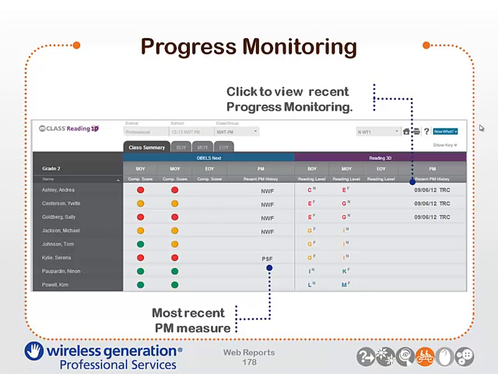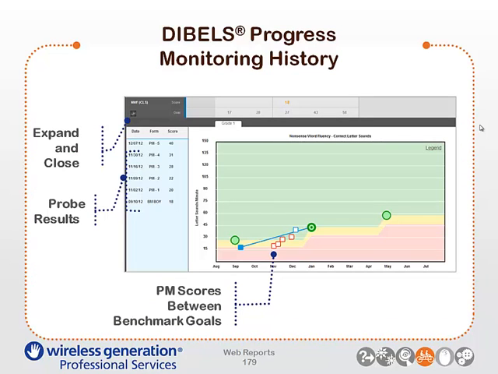Measure. The abbreviation for the progress monitoring measure that has been assessed most recently displays. If you tap a trend line, you will view the progress monitoring history graph for each student. This is what the progress monitoring history looks like.